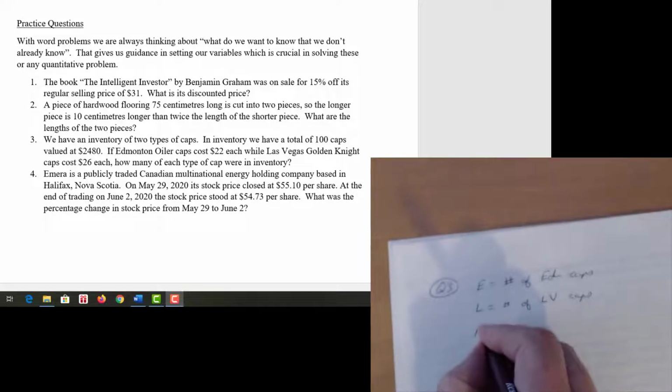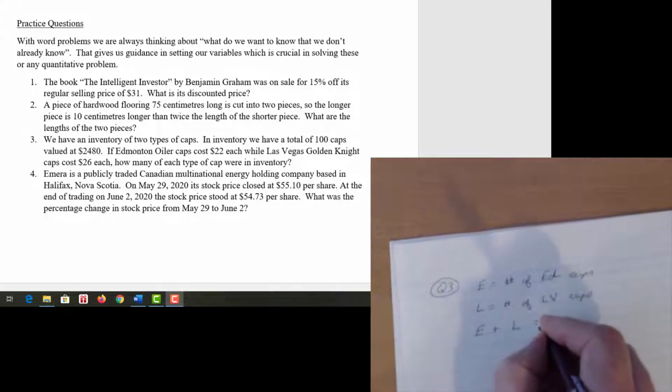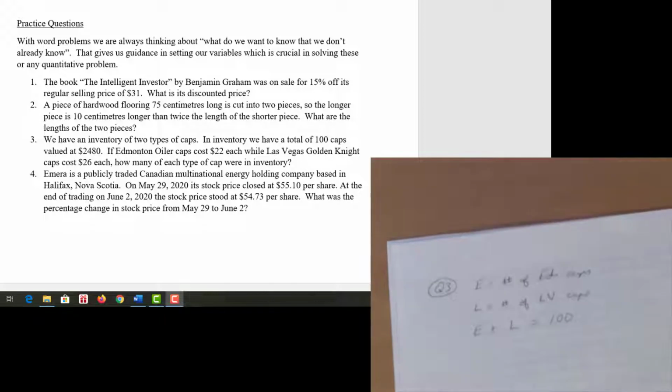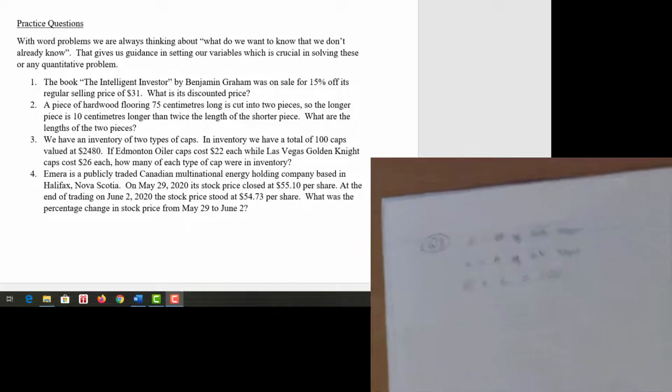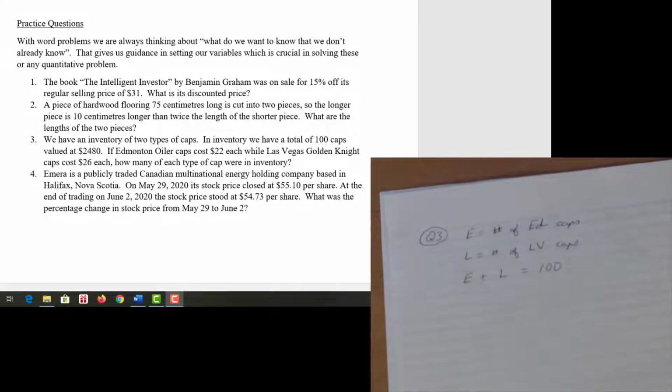Now, inventory was a total of 100 caps. So if I take the number of Edmonton caps, add it to the number of Las Vegas caps, those are the only 2 types of caps I have, those must add up to 100. Nothing controversial there, right? You have 100 caps, 2 types of caps. Each one of your variables represents the number of each one of those caps. So by adding them together, you're basically counting up caps.